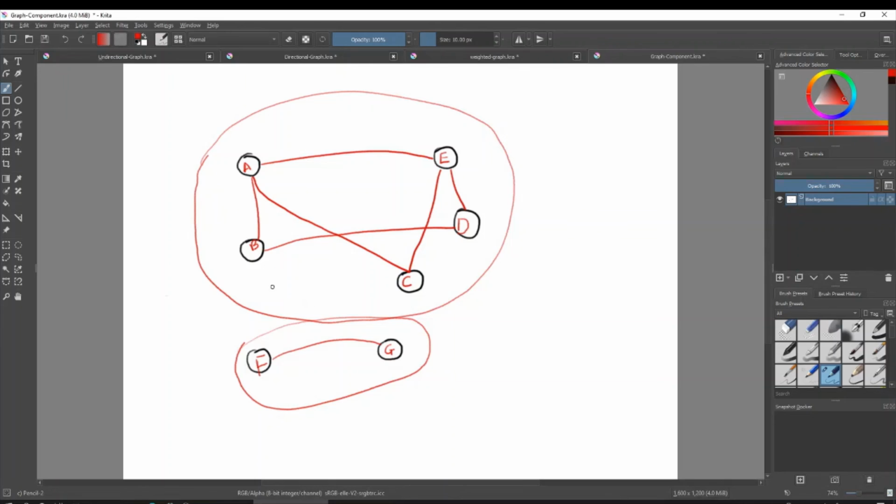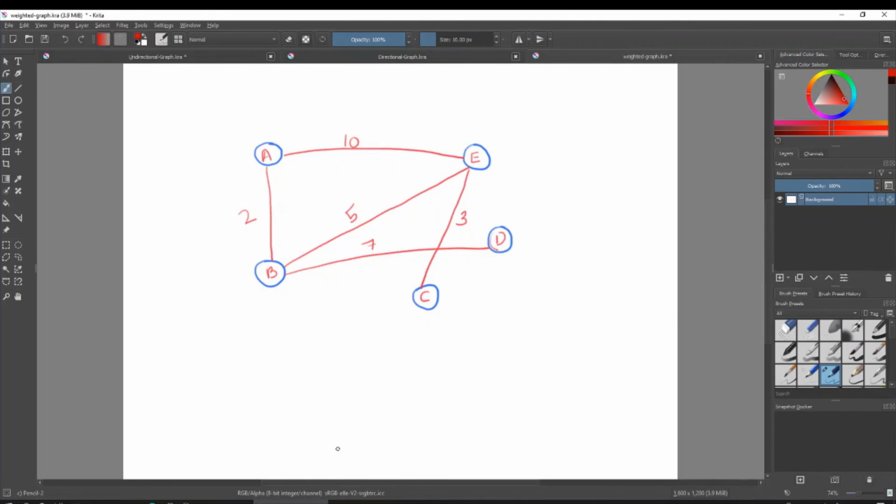So if you choose any source vertex, like if you start from vertex A, you might be able to visit vertices B, C, D, E, but still there are 2 vertices which are left. You cannot reach those vertices from the source vertex A.